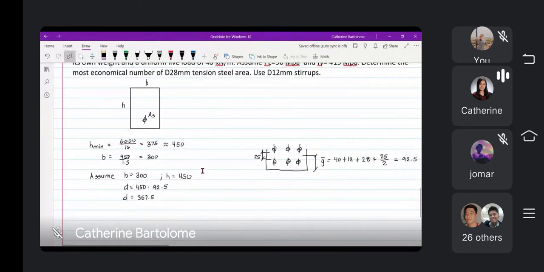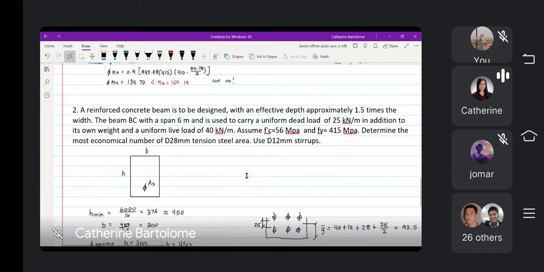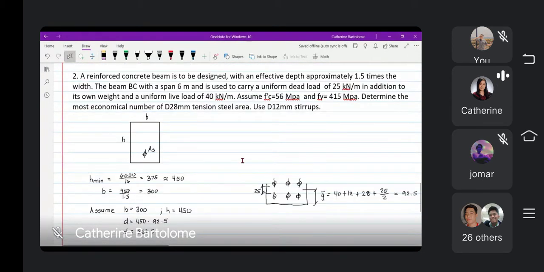Okay. So, b is equal to 450 divided by 1.5 kasi given dito that your depth is approximately 1.5 times the width. So, 6,000 divided by 16 is 375. So, I use 450. Anyway, this is just an assumption sa una. You can use or you can assume any dimension. Magka-come up pa rin naman tayo sa same answer. Okay? So, b is equal to 300 and h is equal to 450.